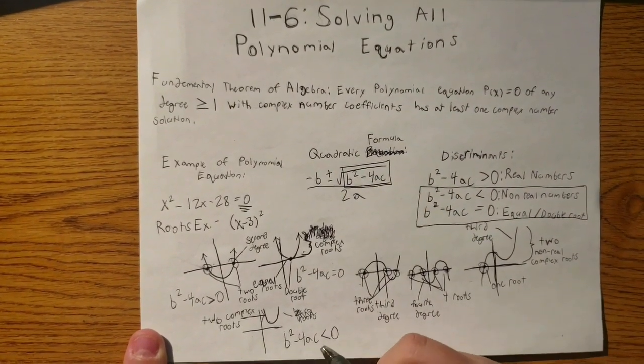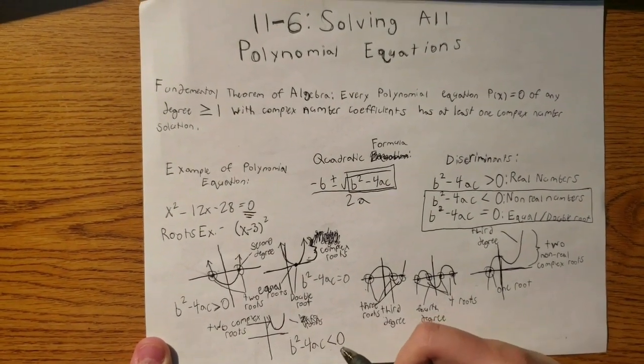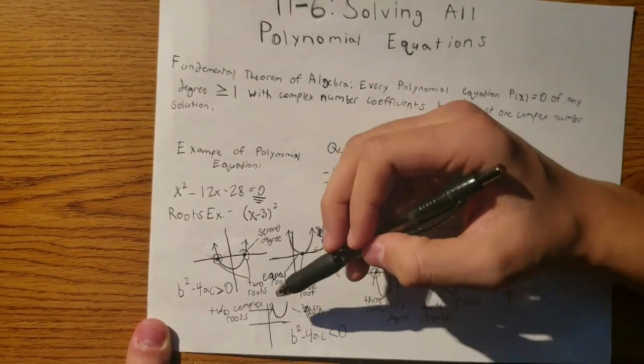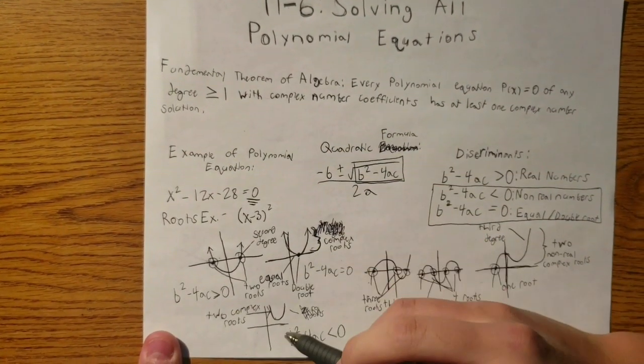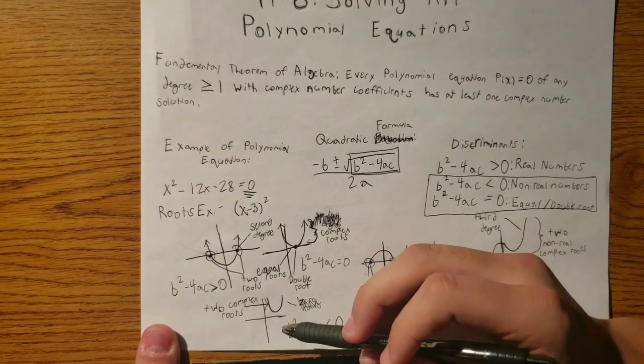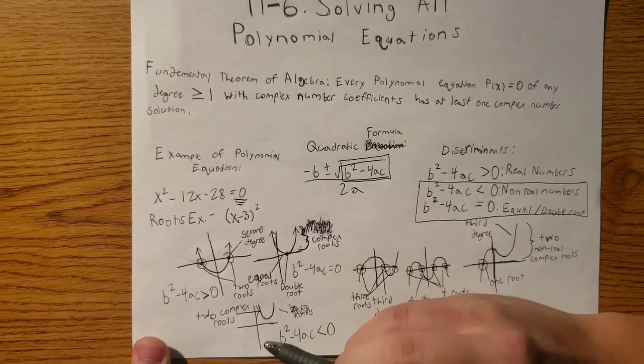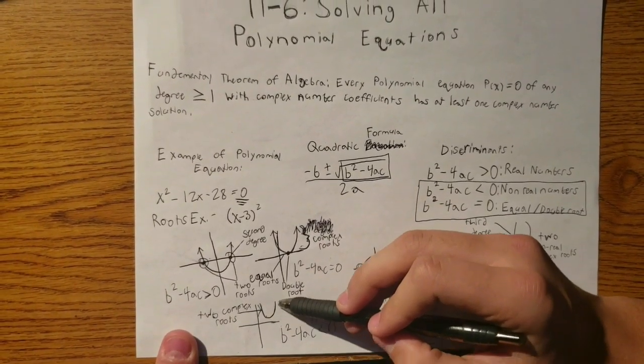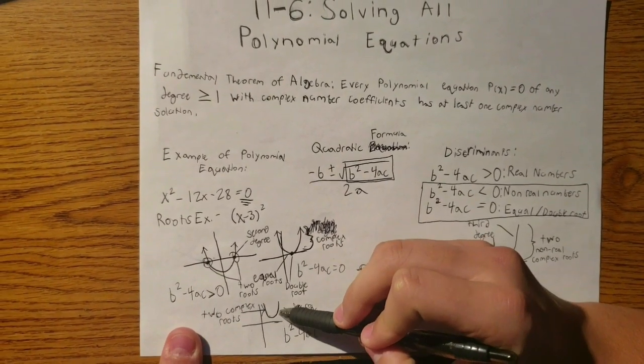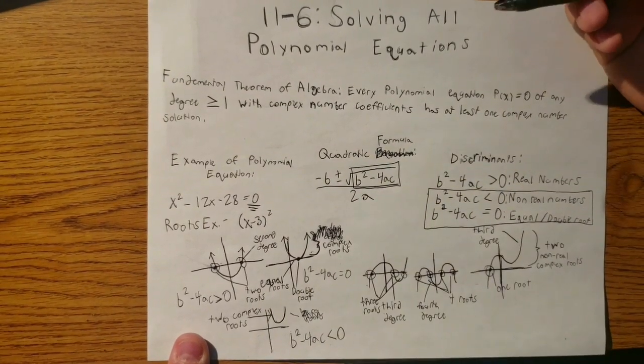And for b squared minus 4ac less than 0, we can see that again, but this time it doesn't have a real numbered root. It just has two complex roots between these sections.